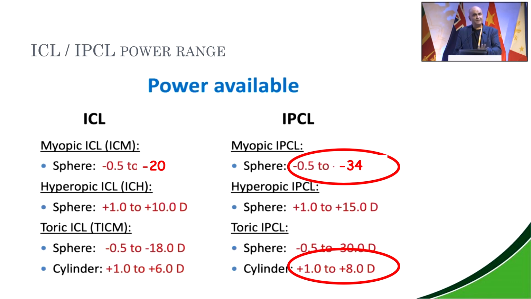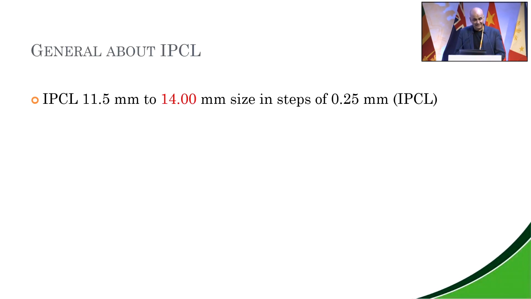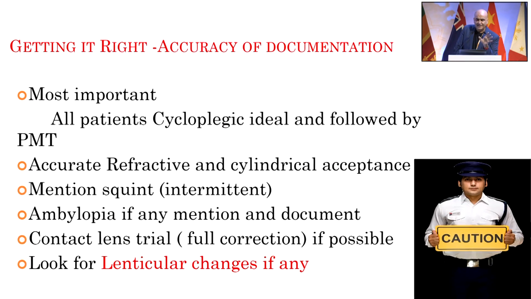Now, these are the powers available. In fact, even higher powers. I think I have the highest record of power corrected, minus 38 with 4 cylinder in myopia. So most of the lenses I use are these two. ICL is available in 4 sizes. IPSL is available in 30 sizes. You can have a customized lens made for you. So sky is the limit. I'll give you some basic outlines.